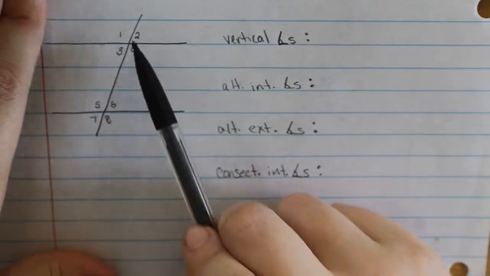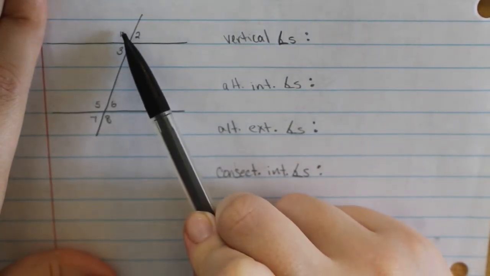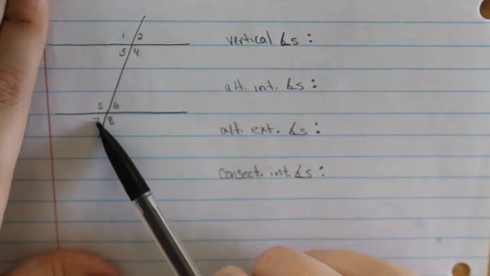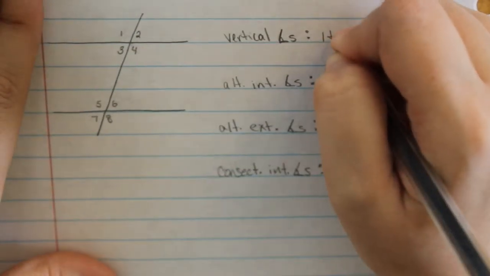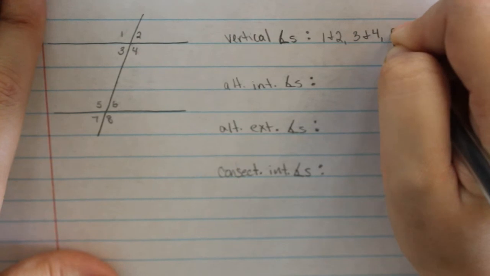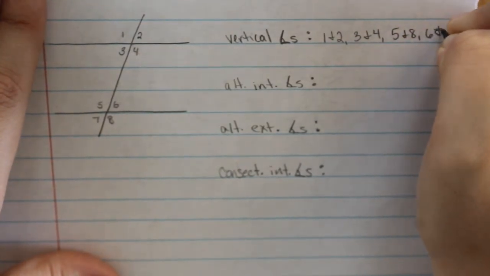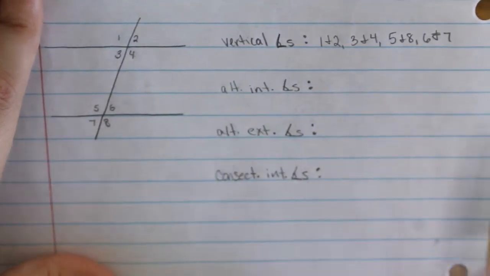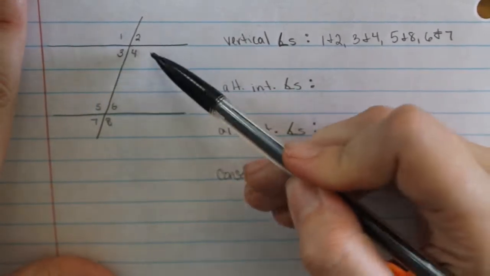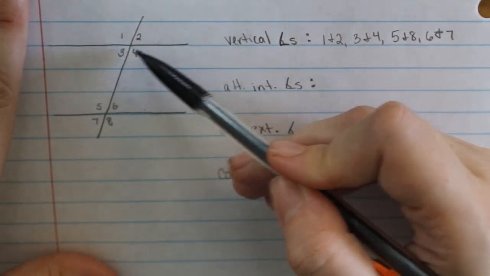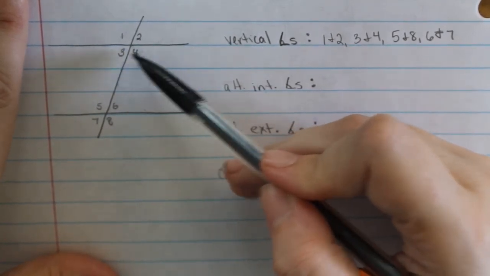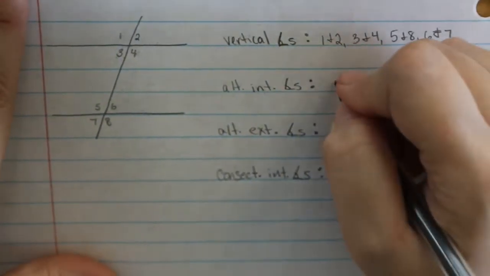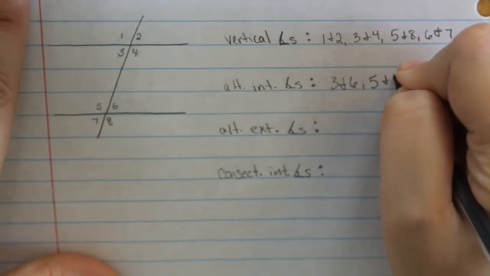Okay, so vertical angles are the angles that are directly across from each other. They're directly across, so I could draw a straight line between them. So I'm just going to list them: 1 and 2, 3 and 4, 5 and 8, 6 and 7. Okay? Alternate interior. They are alternate sides of a line, but they are interior angles. So I've got these 4 are my interior angles because they're between the 2 parallel lines. So I'm looking for ones that are on opposite sides, but are not along the same line. So I'm looking for complete opposites. So this would be 3 and 6, and then 5 and 4.